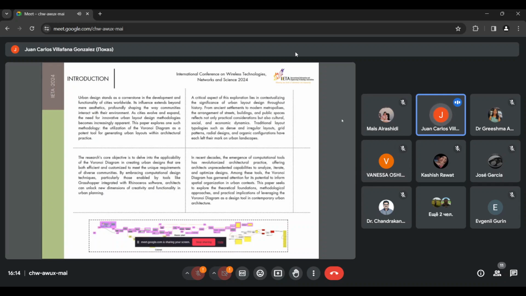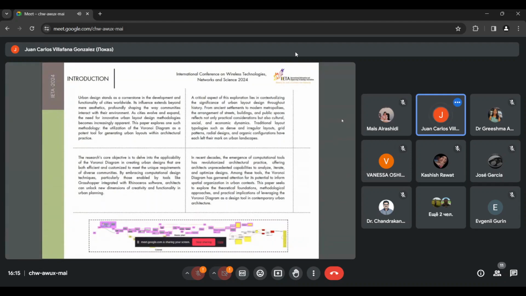A critical aspect of this exploration lies in contextualizing the significance of urban layout design through history, from ancient settlements to modern metropolises. The arrangement of streets, buildings, and public spaces reflects not only practical considerations but also cultural, social, and economic dynamics. Traditional layout typologies such as dense and irregular layouts, grid patterns, radial designs, and organic configurations have each left their mark on urban landscapes.